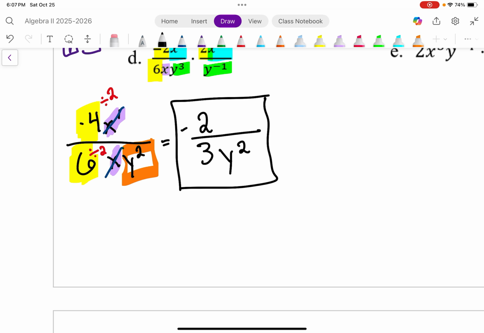That's our answer. Now, even though this 2 is negative, it's not a negative exponent. So we're just going to leave it there. So the only thing you can't have is a negative exponent. You can have a negative coefficient.